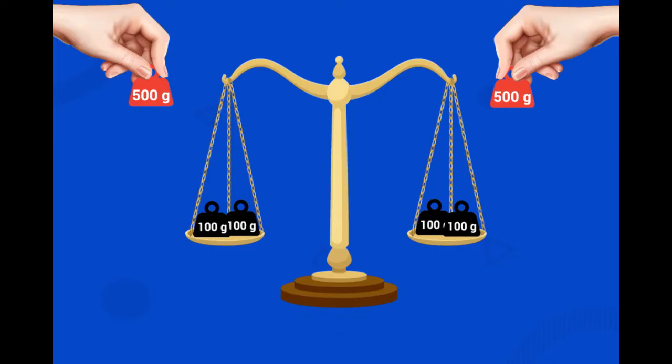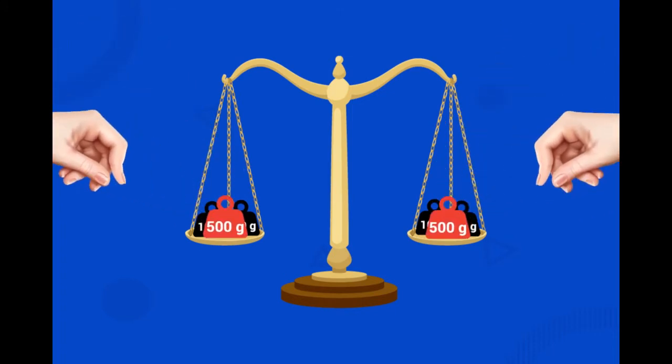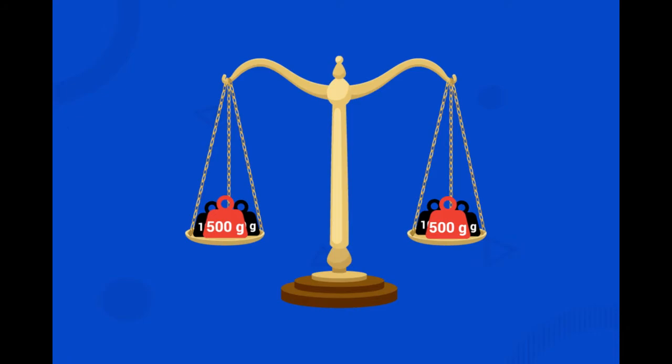Let me also point out that an equation is like a balance scale. Both sides are equal. Therefore, whatever is done to one side has to be done to the other. So knowing these facts, we can find an unknown in an equation.